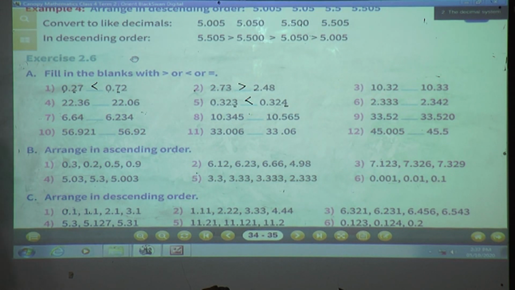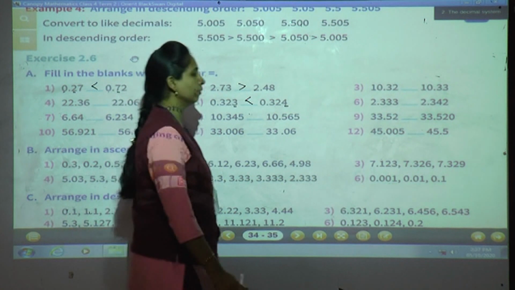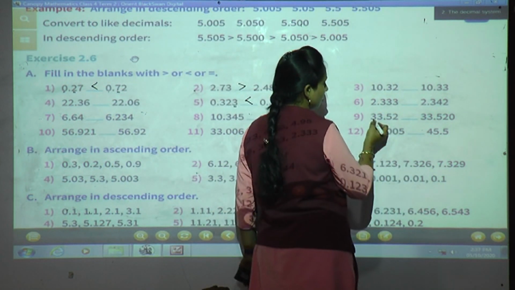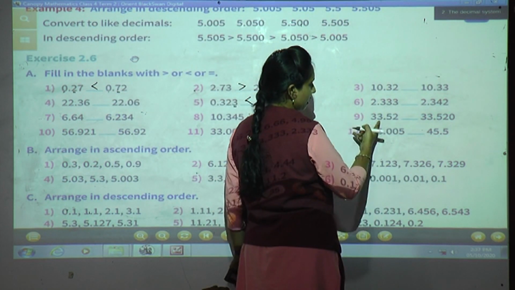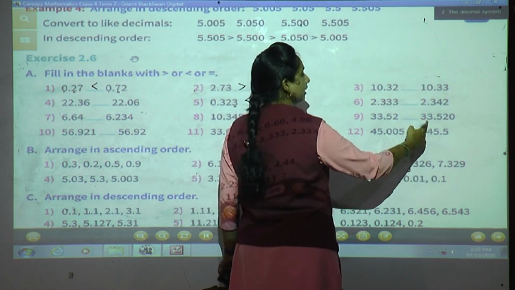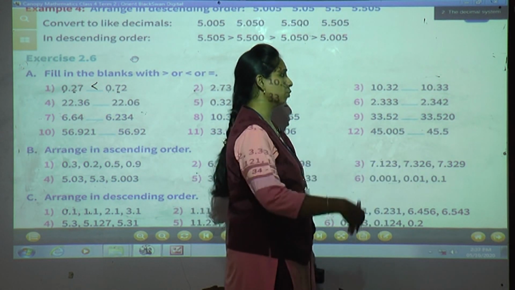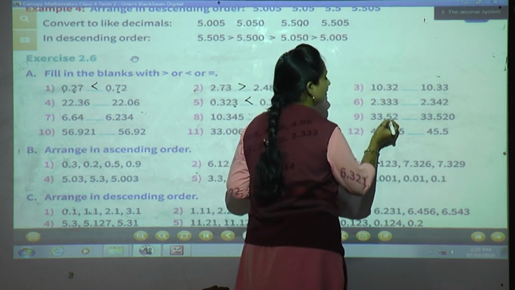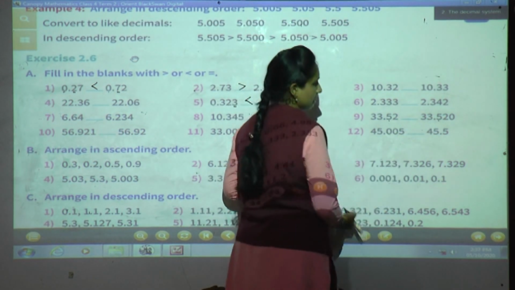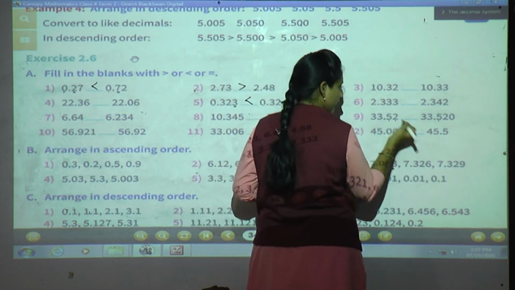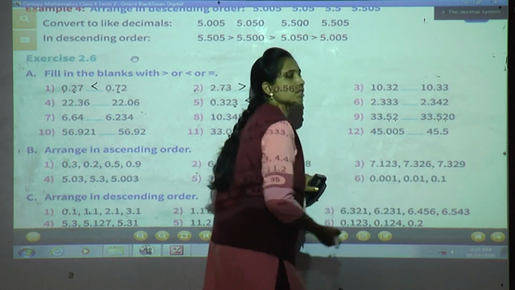Now I will take the ninth one for you. See the ninth one. The ones and tens place, 33 is there, and here also 33 is there. So both are equal. Then go with the next number. 5 is there. Here also 5 is there. The next, hundreds place, 2 is there. Here also 2 is there.